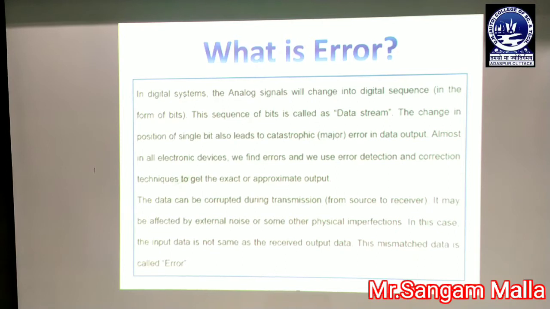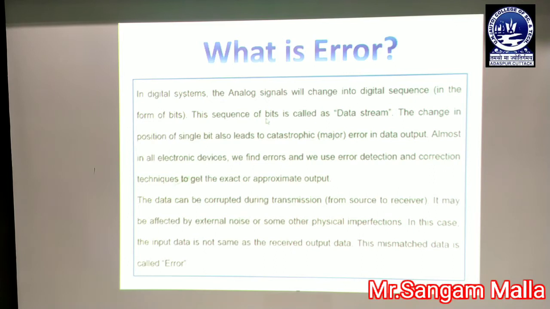So what is error? In digital systems, the analog signals will change into a digital sequence, that is, in the form of bits. That means whenever we are talking about digital systems, we are not dealing with analog signals. Whatever data is formed will be in the form of bits. So what do you mean by bit? A bit is either a 0 or a 1. A combination of bits is known as a byte. This sequence of bits is called a data stream.